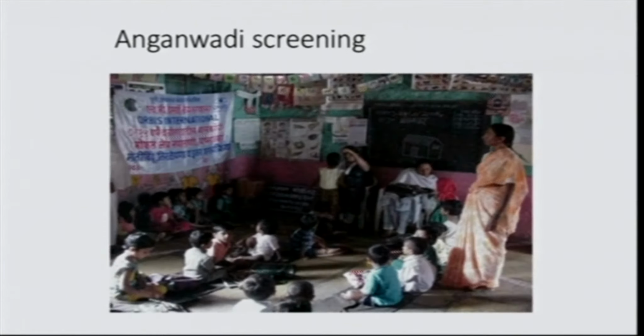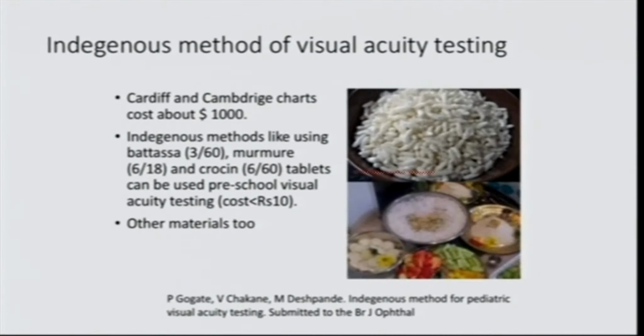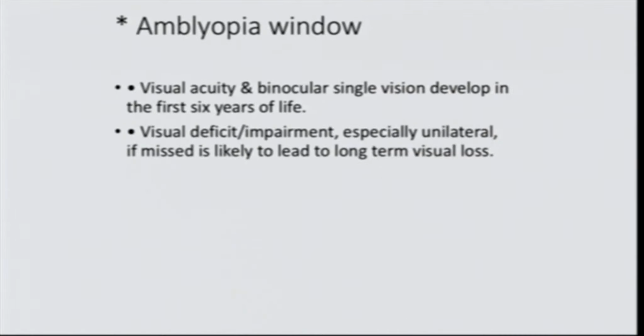The problem for Anganwadi screening is that many pediatric visual acuity charts are very expensive. So if we can design handmade charts, and nowadays there are a lot of indigenous Indian versions coming, then a lot of children can be screened much, much earlier. We had tried to do it with the help of sweets to see if they can be used.